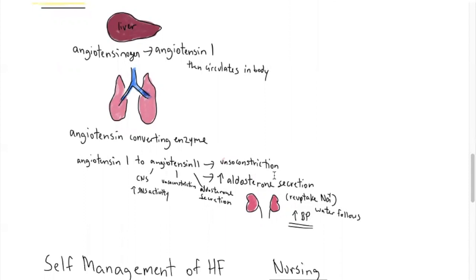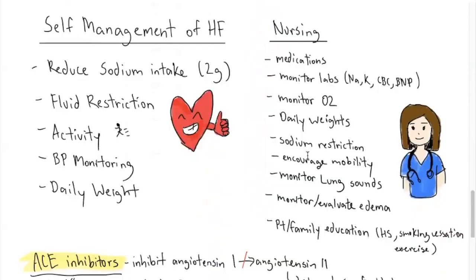So what is aldosterone? Aldosterone increases the reuptake of sodium, and water loves to follow solutes, so it follows the sodium, and because of this, there's an increased blood pressure.